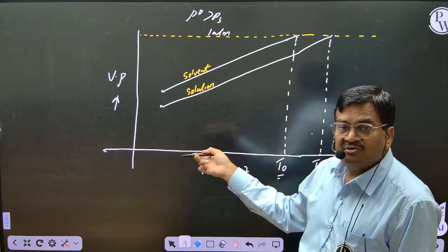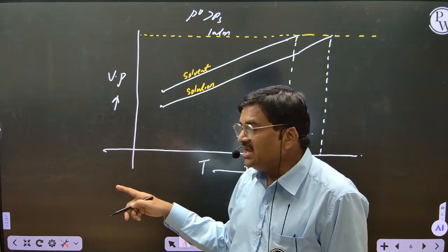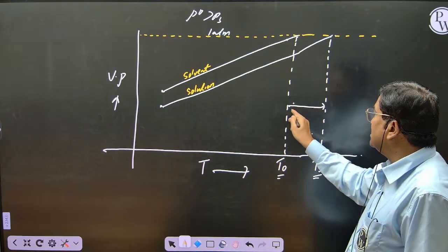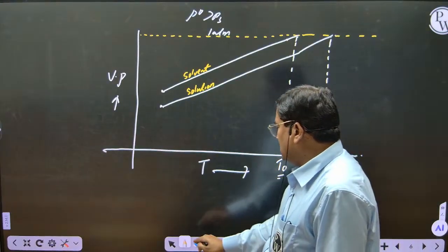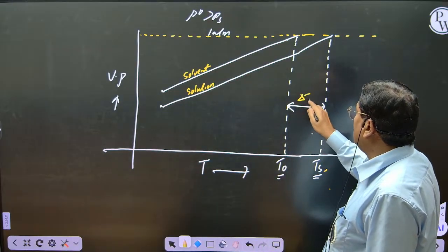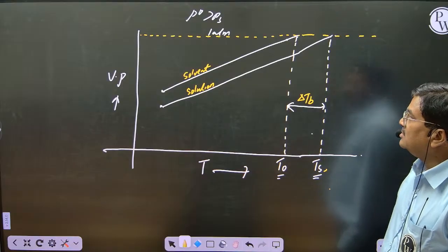The same thing we wrote: as solute is added, boiling point of solution gets elevated, and this difference will give what, students? Elevation in boiling point, that is delta TB. This difference will give elevation in boiling point, that is solution minus solvent. Draw this graph.